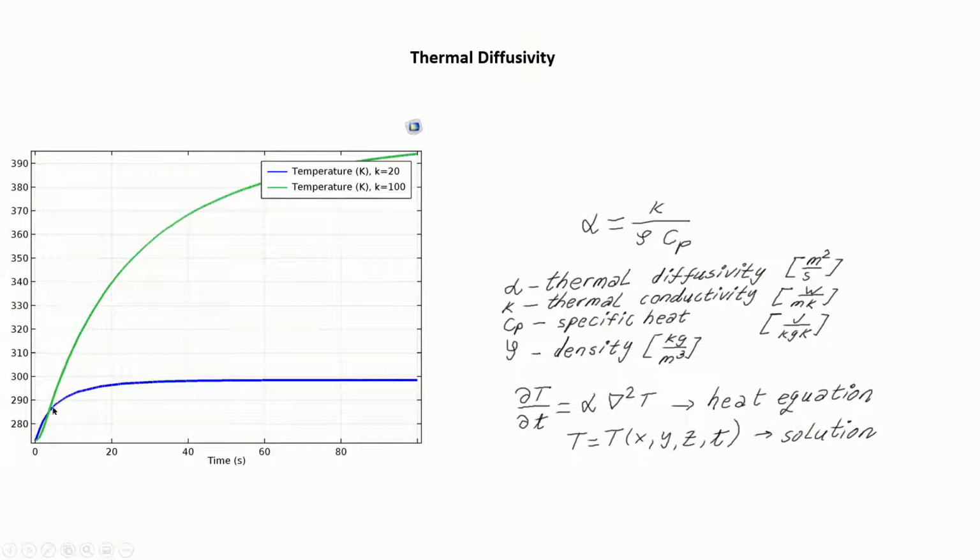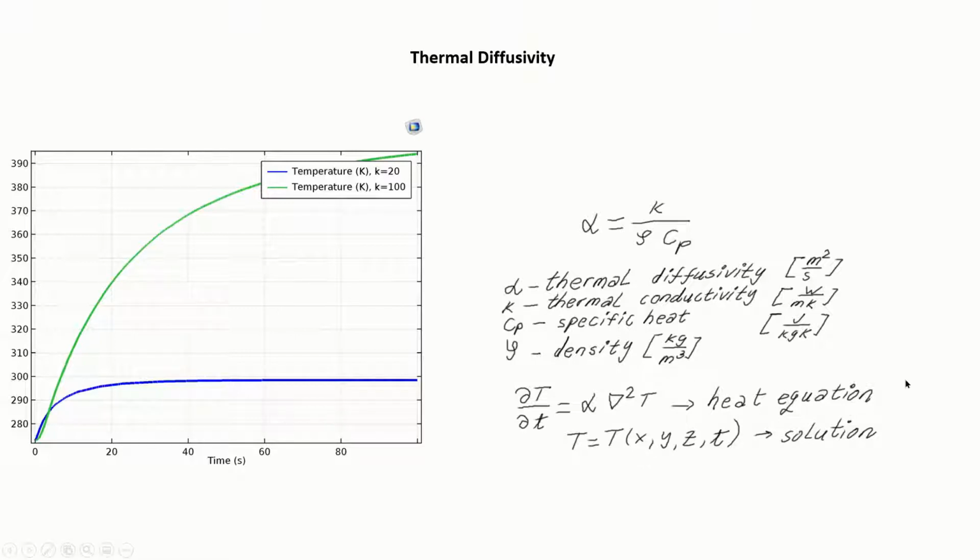Here, for example, is our graph from the previous slide. We can see that heat propagates faster for higher thermal conductivity. Similarly, we can make graphs showing the rate at which heat propagates through a material depending on specific heat and density.